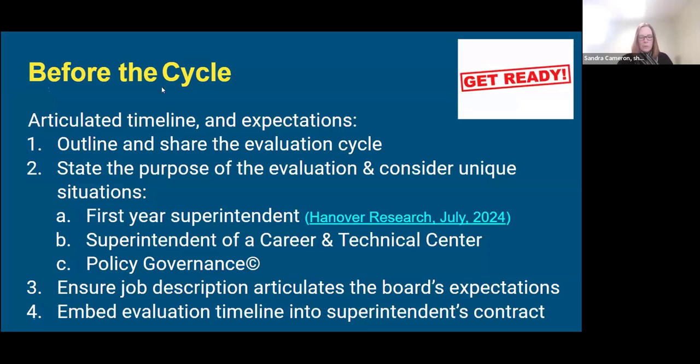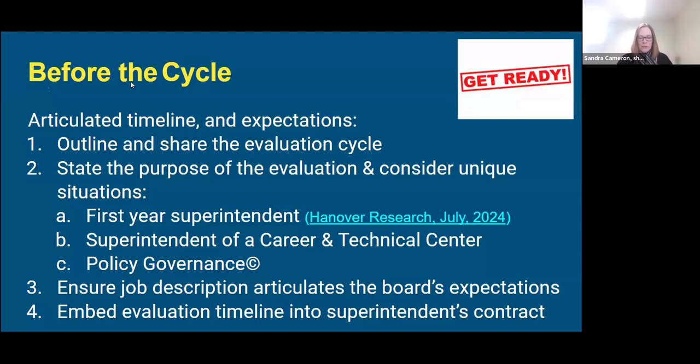Goals for an interim or first-year superintendent should be focused on a successful transition year and more narrowly on priority areas that might include topics such as community engagement, data insights, and consensus building. There may be specific goals and evaluation criteria for superintendents of career and technical education centers that may look a little bit different than traditional structures. And there may also be a slightly different evaluation method or instrument for the superintendent of a policy governance board. And Debbie's going to talk a little bit more about that in a little bit.